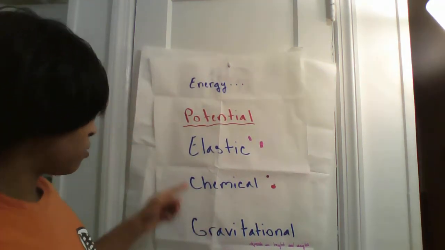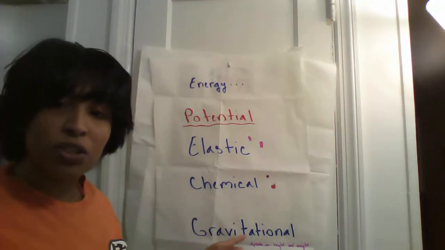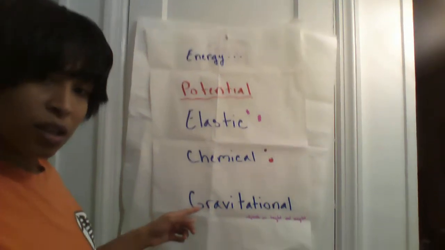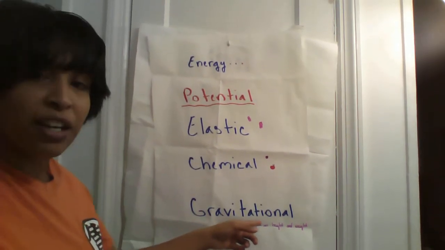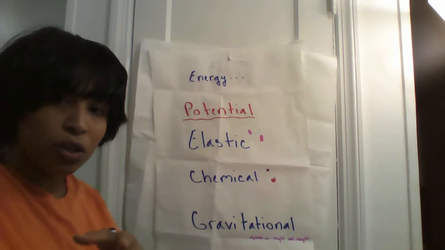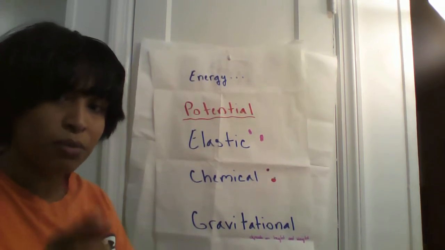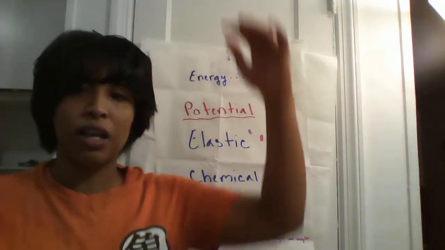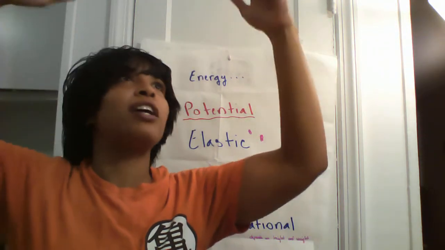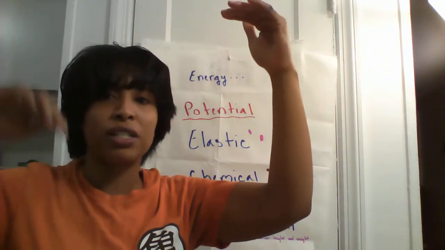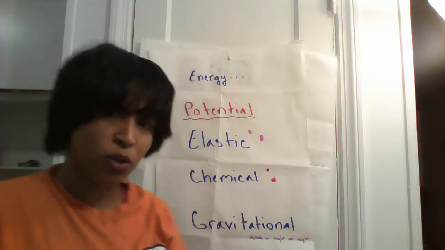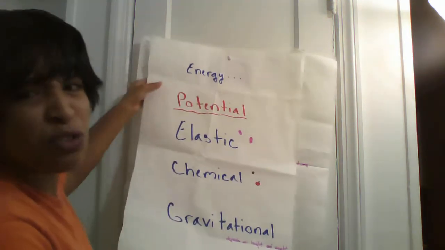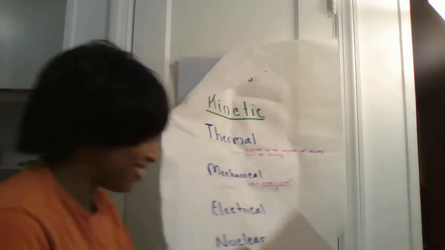All right. Now, gravitational energy is energy that depends on the height and weight of an object. We're going to go more into that in class because I have some nice slides from PowerPoint for that one. But it's basically how high an item is and how much weight it is. Let's go and get over to kinetic energy.